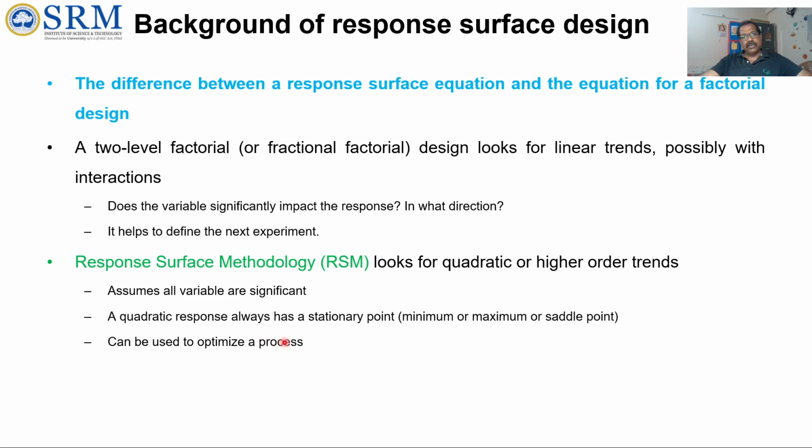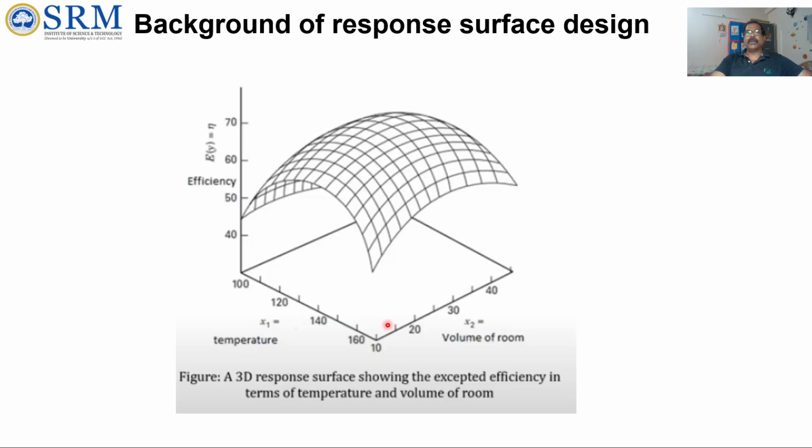Quadratic response always has a stationary point, which is a minimum, maximum, or saddle point. It can be used for optimization. Mainly it's for optimization purposes only. Okay, so this is just for response surface design.